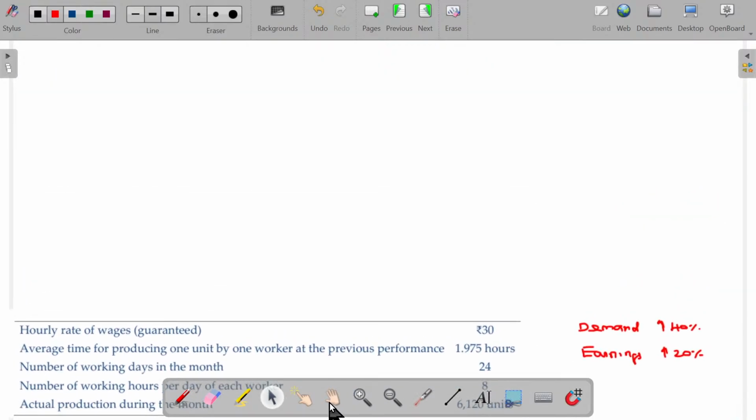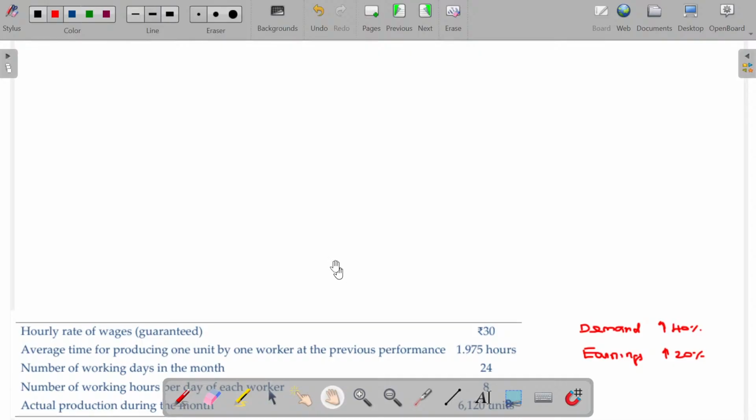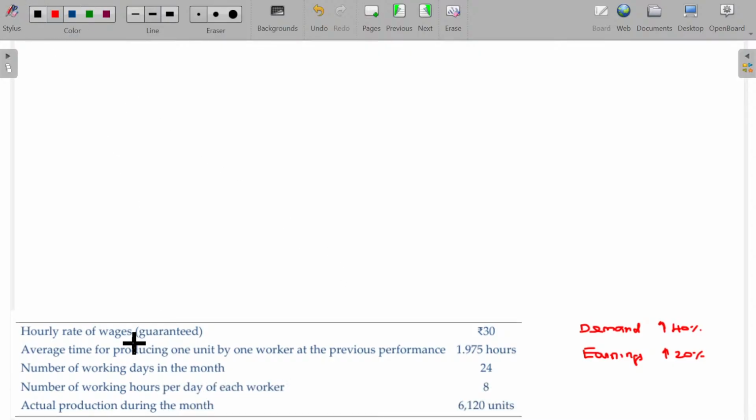First, let me start with the basic data. Hourly rate of wages guaranteed being 30. Hourly time for producing 1 unit by one worker at the previous performance being 1.975 hours. Number of working days in the month being 24. Number of working hours per day of each worker being 8. Actual production during the month being 6,120 units. Now what about the current wage?